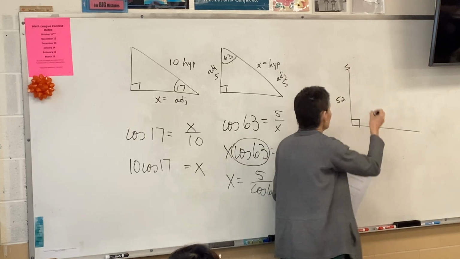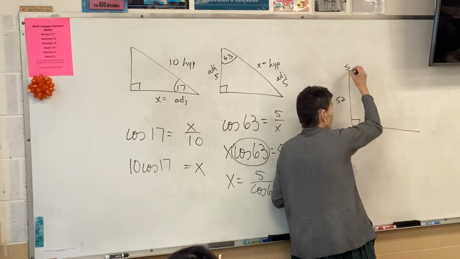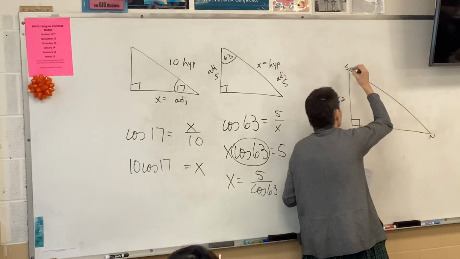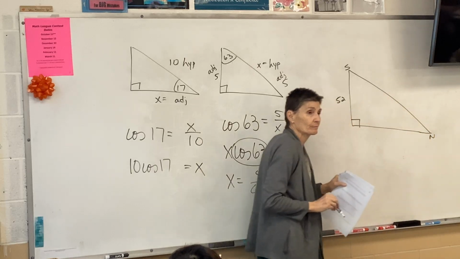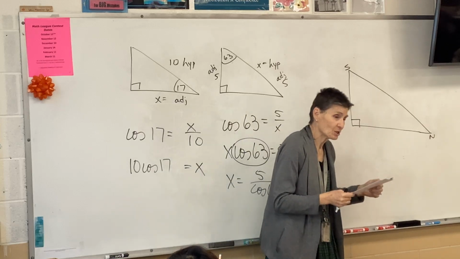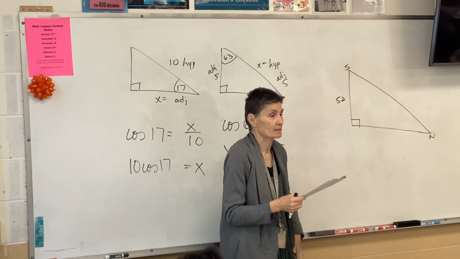He's looking at a nut on the ground. Right out here's the nut. He's looking down at the nut. His angle of depression is 23 degrees.